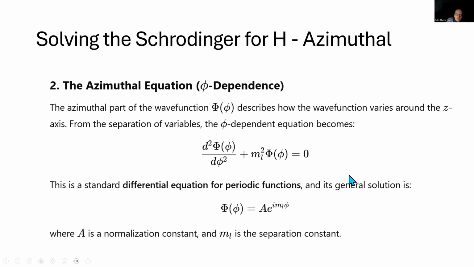So this is a standard differential equation for periodic functions, and the general solution is phi equals A e to the i m sub l phi. And so we recognize this from some of our previous work where we have looked at how to solve these things. A is going to be a normalization constant, and m sub l is the separation constant for these.